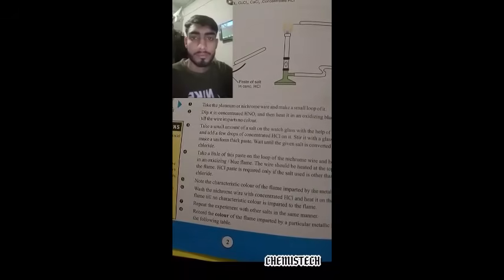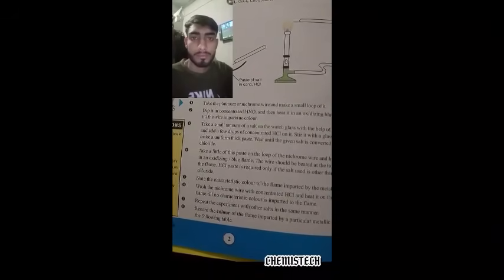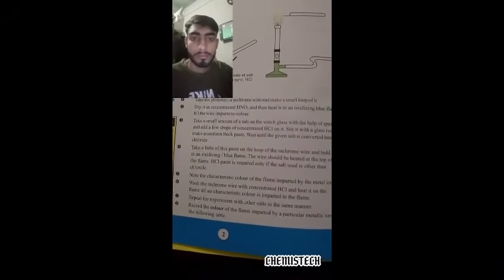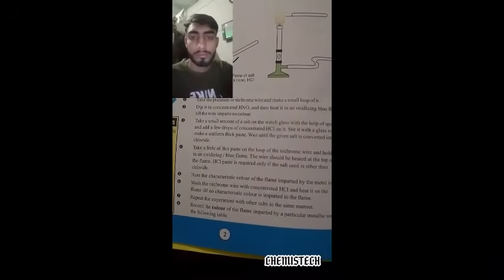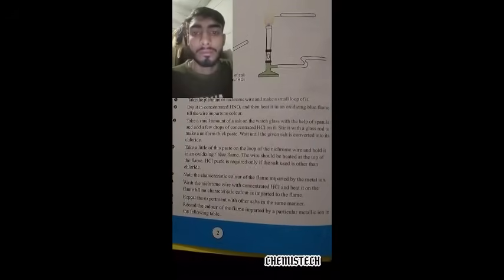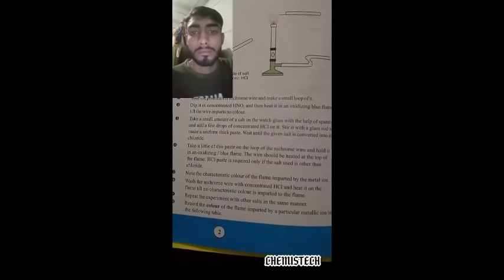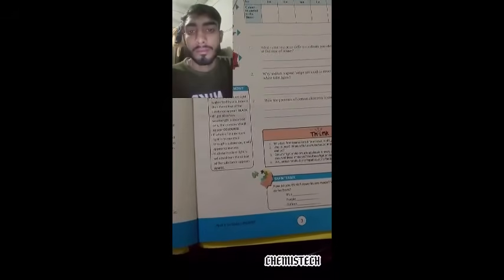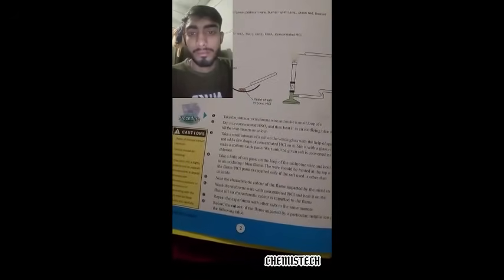Here are some procedures. Take the platinum or nichrome wire and make a small loop of it. Dip it in concentrated HCl and then heat it in an oxidizing flame till the wire imparts no color. So our first topic is about the flame test. Now we will meet in another topic. I hope you will understand all my chapters.